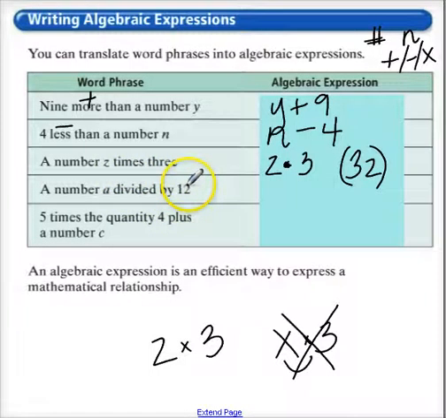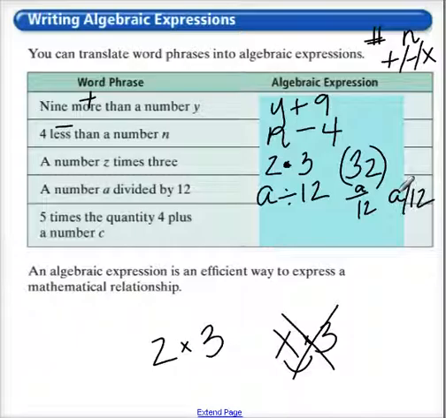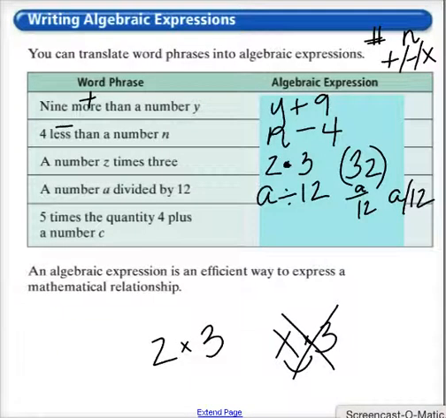All right, next example, a number a divided by 12. When you're doing a division word phrase, the order they give you the information is the order you want to write it. A number a divided by 12. Another way you can write division is as a fraction or with a slash. Those three would all work.